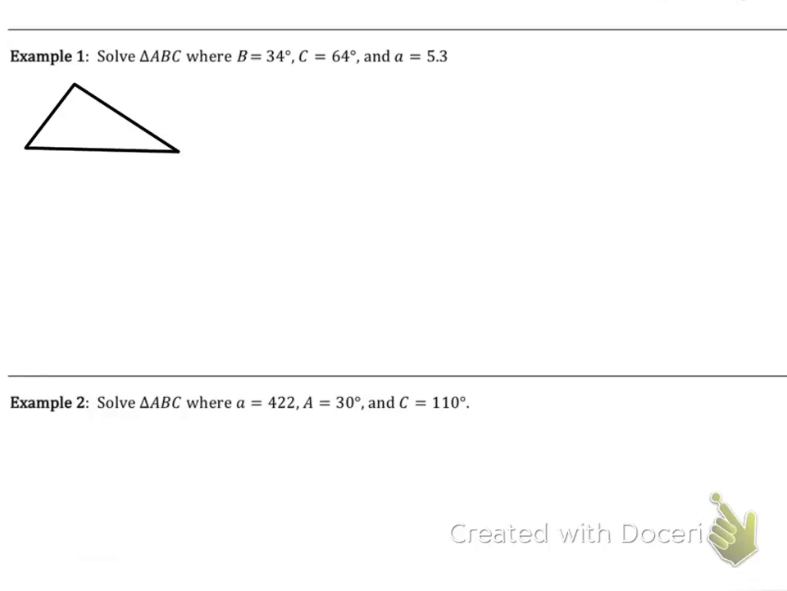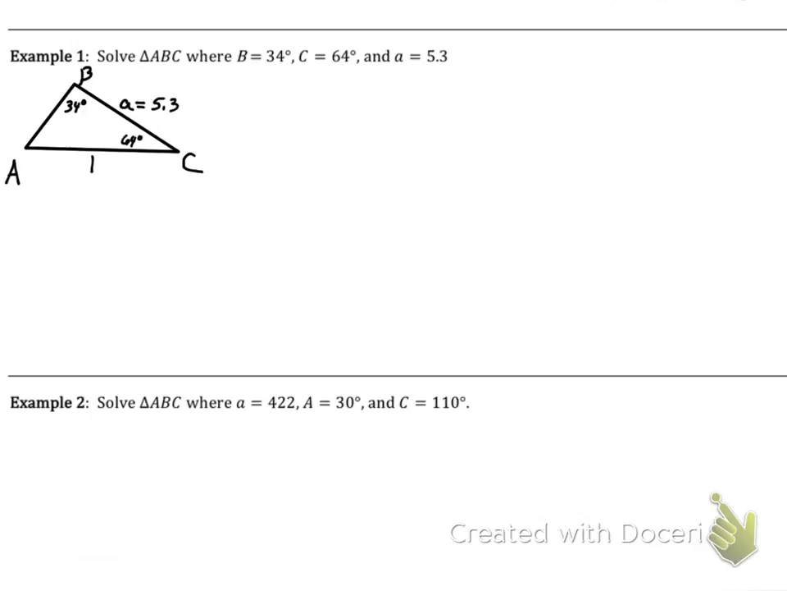And I'm going to label it, and it doesn't matter how you label it, as long as the correct numbers go in the right place. So I'm just going to call it ABC. Well, it says B is 34 degrees, so I'm going to put 34 degrees in for B. It says that C is 64 degrees. And lastly, it says A equals 5.3. Well, A is going to be opposite angle A, so that's going to be my 5.3.